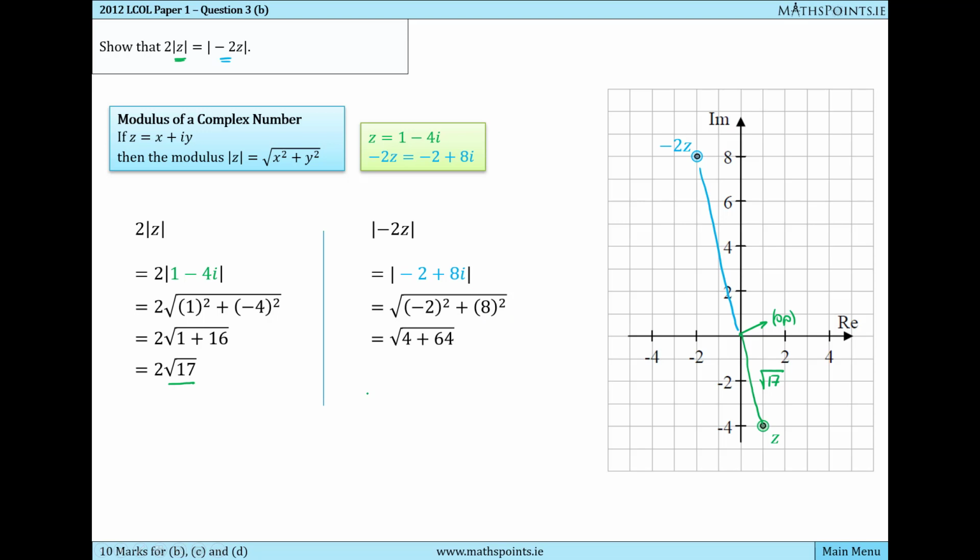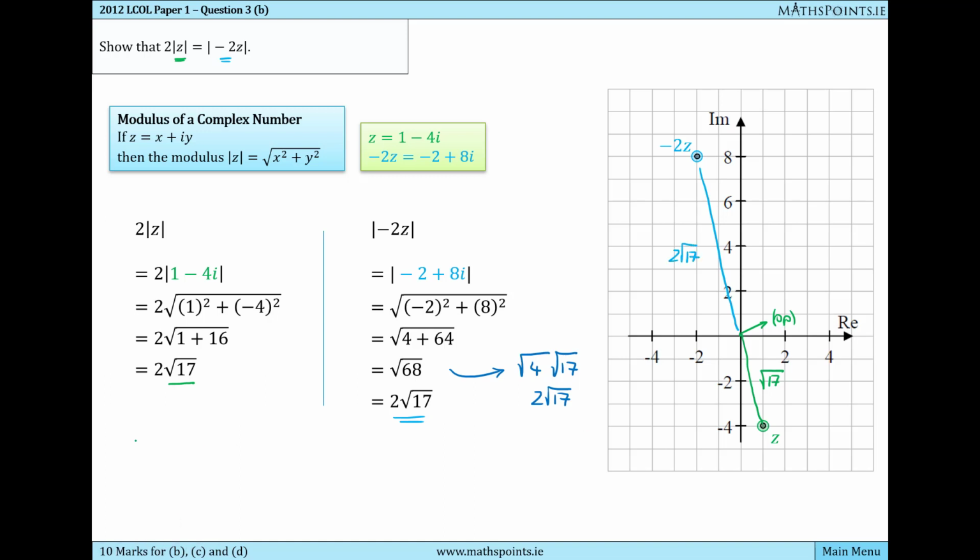That gives us the root of 4 plus 64, which is the root of 68, and this can be simplified into 2 root 17. Note that our calculator will do this work for us. It'll simplify root 68 into 2 root 17, but if we're wondering where that came from, well, root 68, using the rules of surds, can be split into the root of 4 times the root of 17, and the root of 4 is 2, which is 2 times root 17. So we know that the distance from minus 2z back to the origin is 2 root 17.